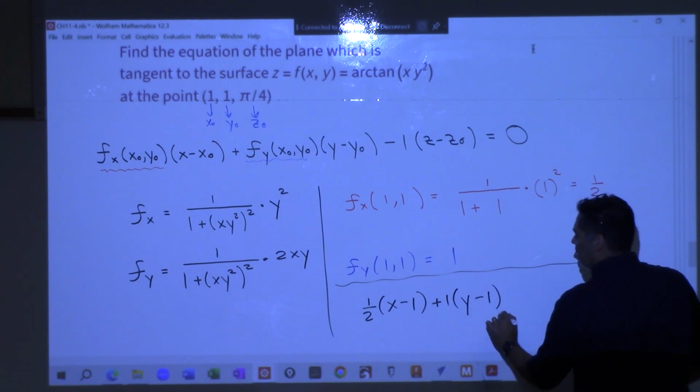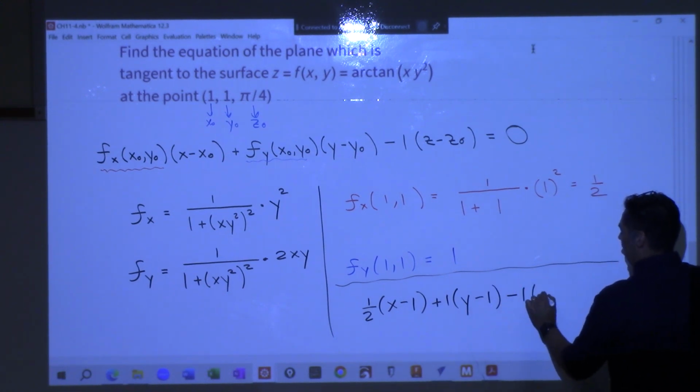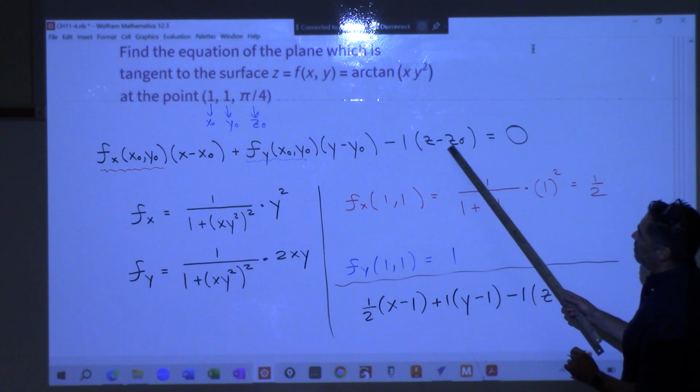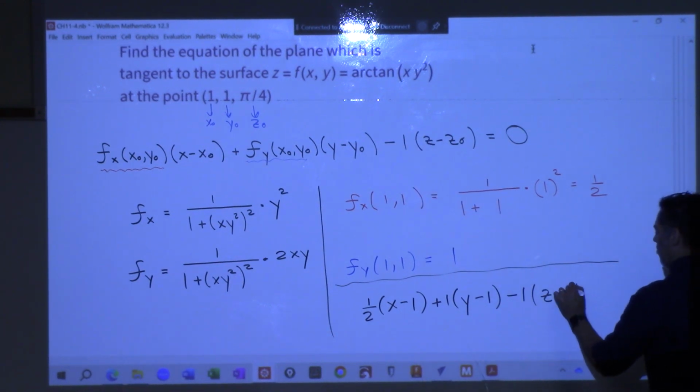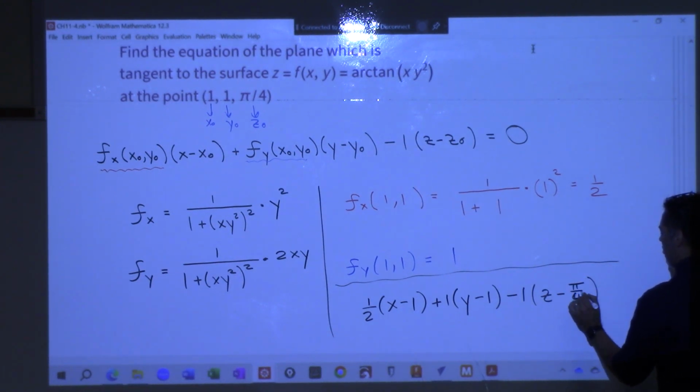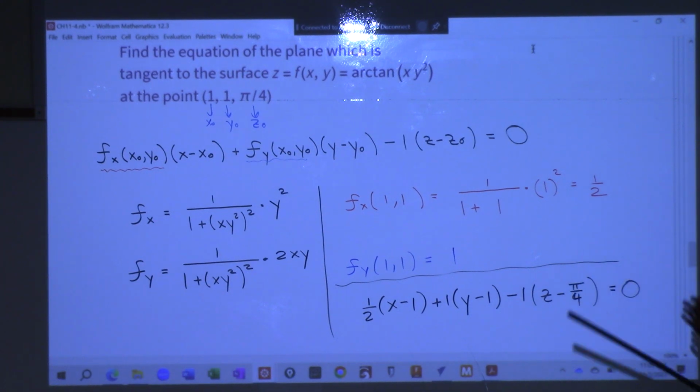There's a lot of 1s here. And then minus 1, and then z minus z naught, but z naught was pi over 4. And then all of that equals 0. There you go. You can box that up. That's the equation of the plane. So that's what we ended, I believe, class with last time. Okay?